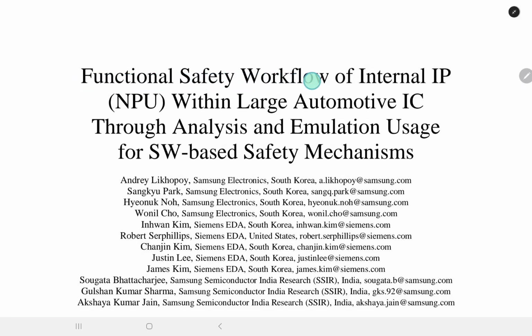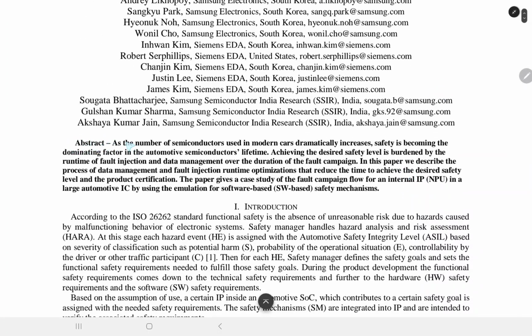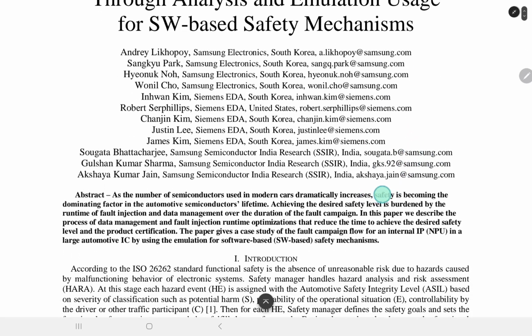Functional safety workload of the internal IP and NPU within the large automotive IC through the analysis and emulation usage for software-based safety mechanisms. The abstract. As the number of semiconductors used in modern cars dramatically increases, safety is becoming the dominating factor in the automotive semiconductor lifetime.